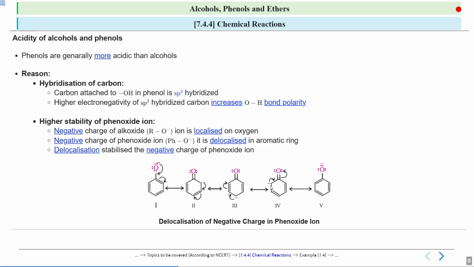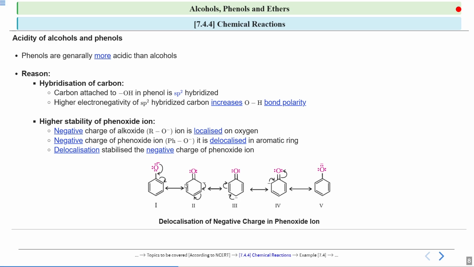So the effect of acidity is more pronounced on ortho and para positions, not on the meta position. We will discuss in the upcoming slide how, if your phenol is substituted with electron donating groups and electron withdrawing groups, it affects your acidity. So see, this negative charge in all these five structures is coming on ortho and para positions. So this effect is more pronounced on ortho and para positions.